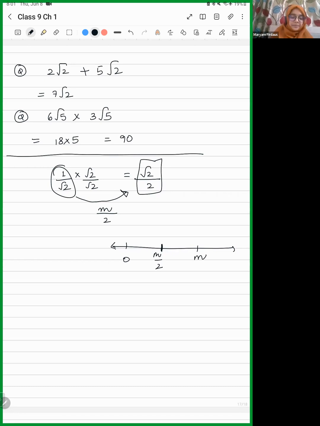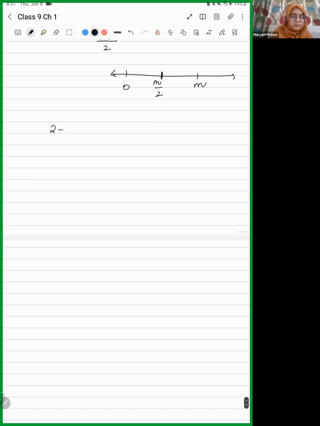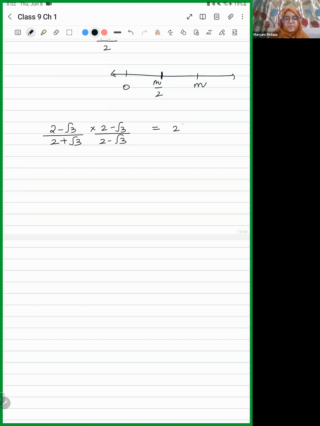So let me give you another example. How do we rationalize this? Ma'am, you multiply by 2 minus root 3. 2 minus root 3. Very good. By 2 minus root 3. Then it becomes a square minus b square. What does the numerator become? Tell me step by step. Ma'am, 2 square minus root 3 square. The numerator becomes 2 square minus root 3 square.